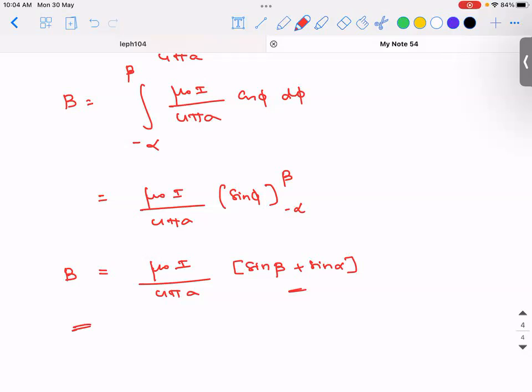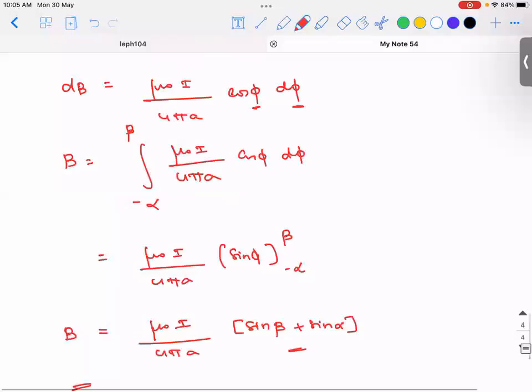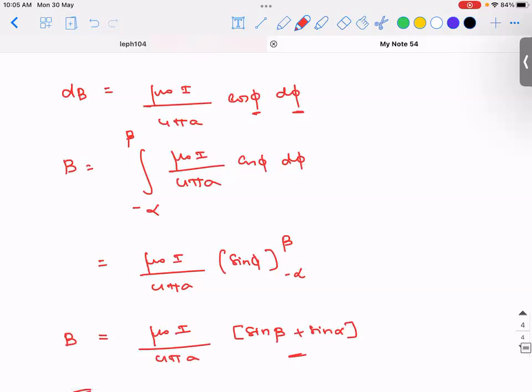Tell me. Because alpha is in the anti-clockwise direction, and beta is in the clockwise direction, it is generally taken as positive. But here we are free to choose, because here we are not dealing with quadrants. Is this enough?